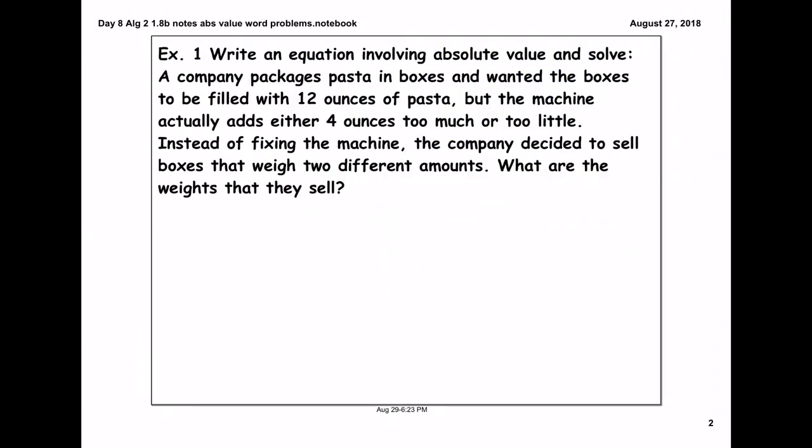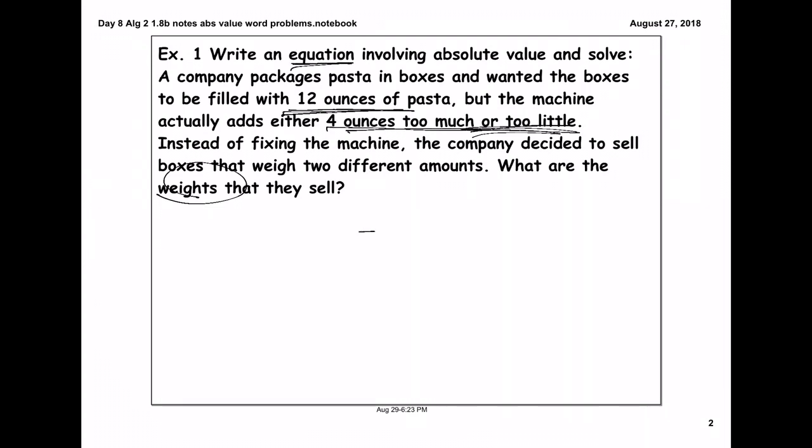Example number 1 says, write an equation involving absolute value and solve. A company packages pasta in boxes and wants the boxes to be filled with 12 ounces of pasta. But the machine actually adds either 4 ounces too much or too little. Instead of fixing the machine, the company decides to sell the boxes that weigh 2 different amounts. What are the weights? So in the very beginning, it told us that it wanted us to write an equation.